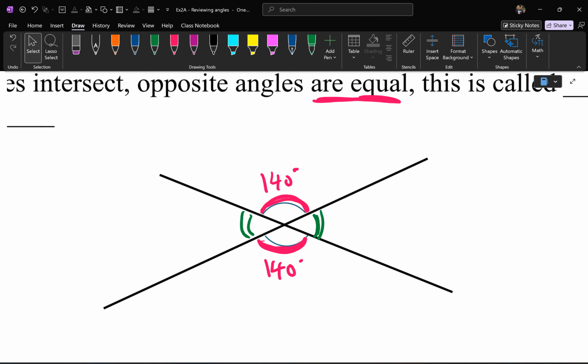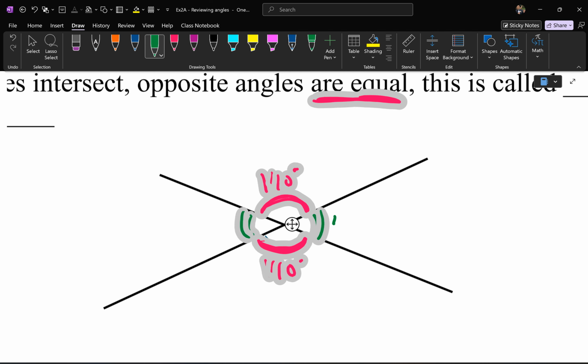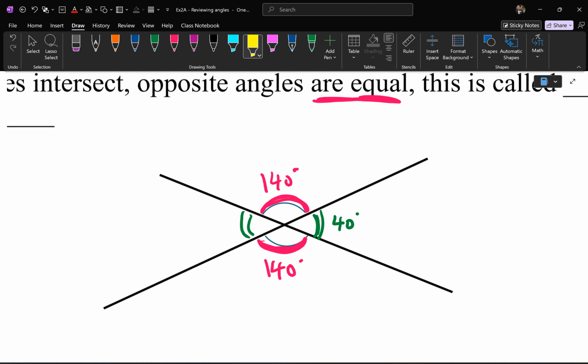Hands up. Colleen. 40. Now, why is this 40 degrees? I'm going to show you. Have a look. See this line I'm highlighting? What's the total angle in a straight line angle again?